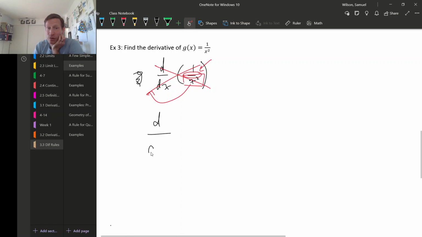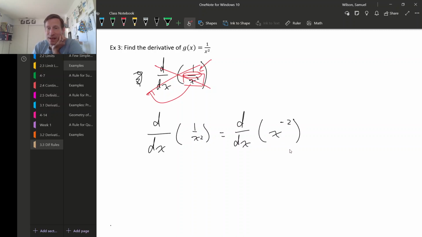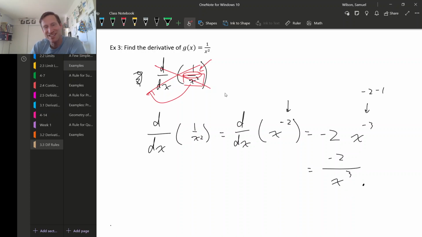We have a power rule. Could we rewrite this function as a power of x? Yes, actually, we can. 1 over x squared is the same thing as x to the minus 2nd power. And now we can use the power rule. The power comes down, minus 2 times x to the, and then we take our old power and subtract 1 from it, so minus 3. So this is minus 2 over x cubed. All right, so you can see that if we can just get enough derivative rules, we'll never have to take limits to calculate derivatives basically ever again.